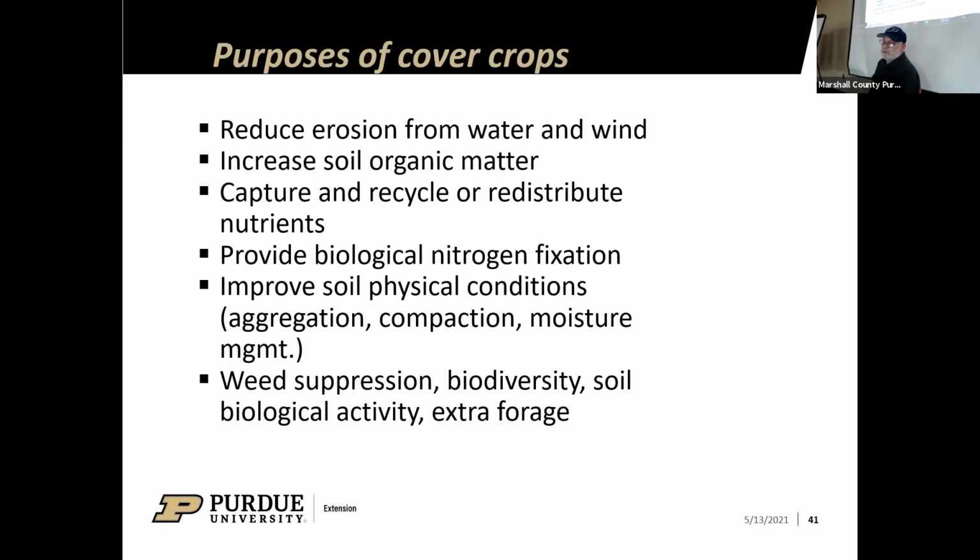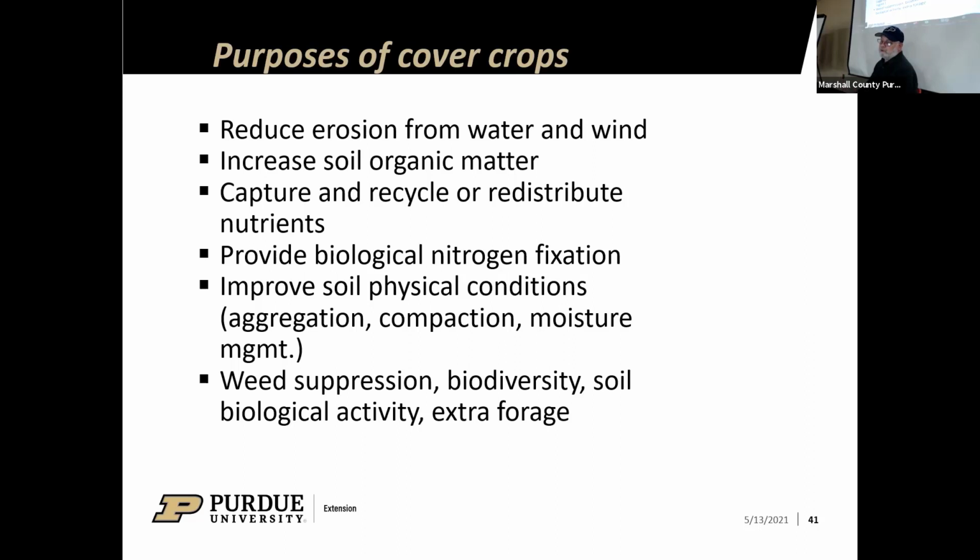So if we have something growing roots in the soil to help harvest these nutrients as they're being released from the organic matter as the soil warms up in the spring, it's a great thing to help capture those nutrients then too. So we provide biological nitrogen fixation if we're using legumes as a cover crop. We're improving soil physical conditions, aggregation, reducing compaction, and moisture management, because what's nice about a cover crop, if it's growing in your garden space that you want to garden in the spring, you can stop the plant's growth as needed to manage the water in the soil.